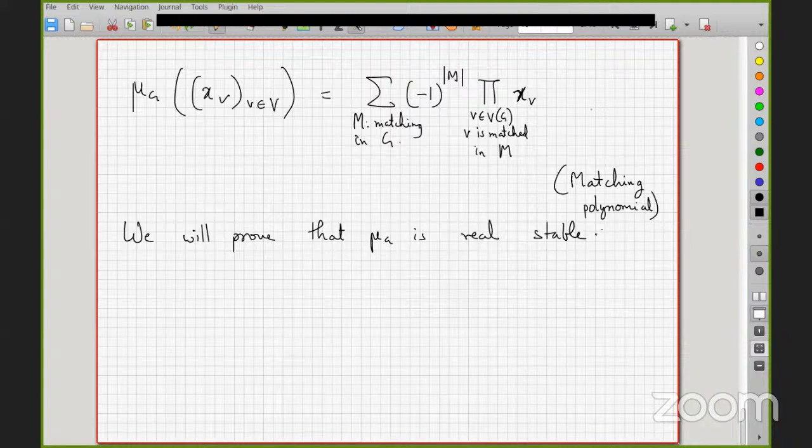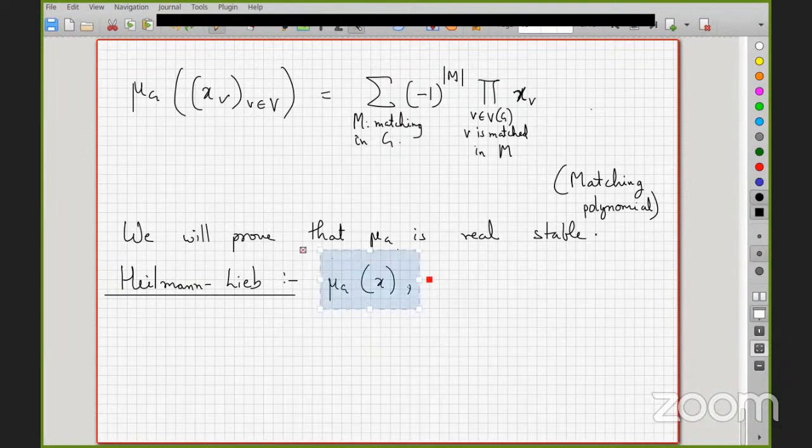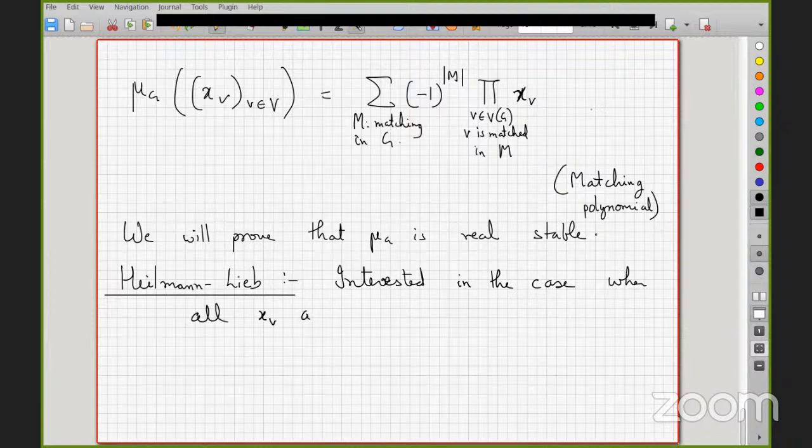Some history. This goes back to Heilmann and Lee, who were especially focused on the case when all these variables are equal. Actually, this I shouldn't call the matching polynomial.